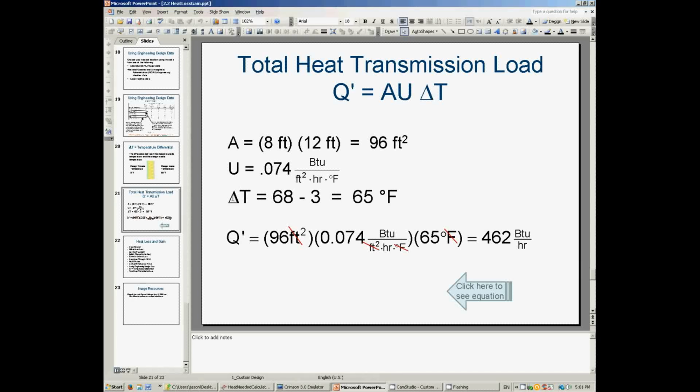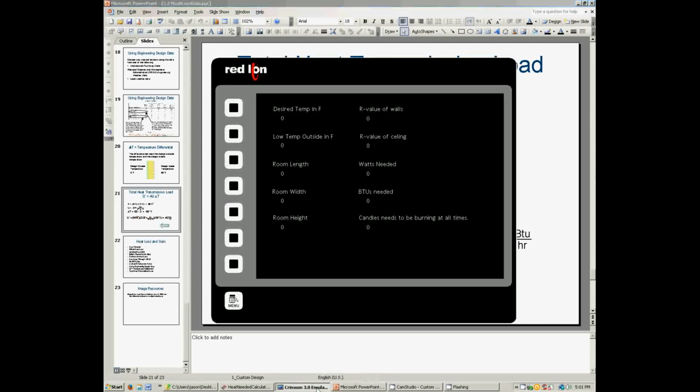You need the delta T, and the delta T is basically what you want the indoor temperature to be and what the outdoor temperature is. The difference between those gives you your delta T, and we'll need that in Fahrenheit for this calculation. So you multiply that all out: it's your area times your U value times your delta T. And I've written a program that will calculate that for us.